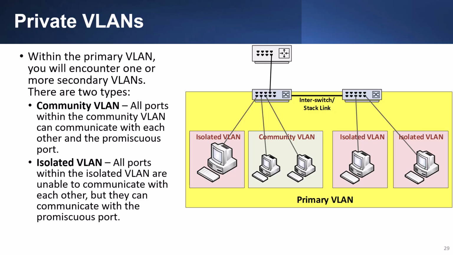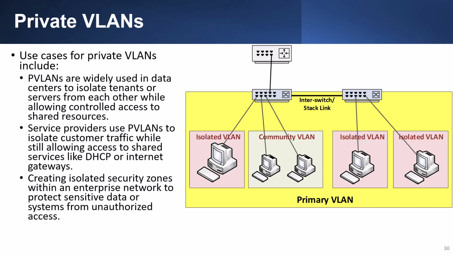Within the primary VLAN, you'll encounter one or more secondary VLANs. There are two types: community VLANs, where all ports within the community VLAN can communicate with each other and the promiscuous port, and isolated VLANs, where all ports within the isolated VLAN are unable to communicate with each other, but they can communicate with the promiscuous port.